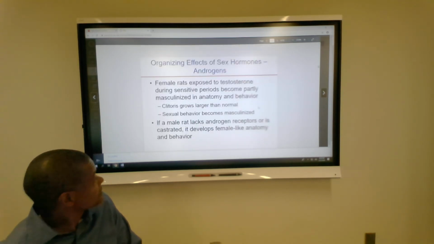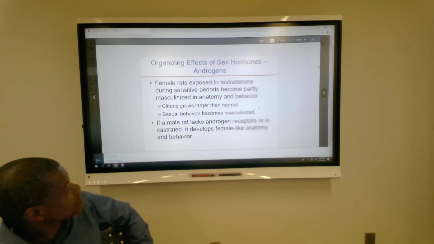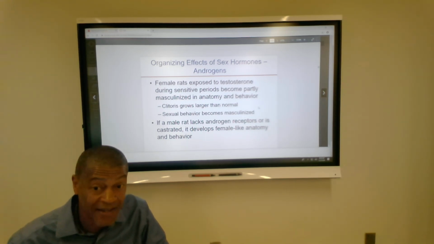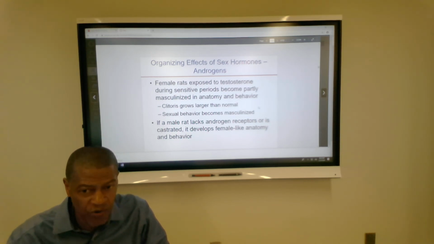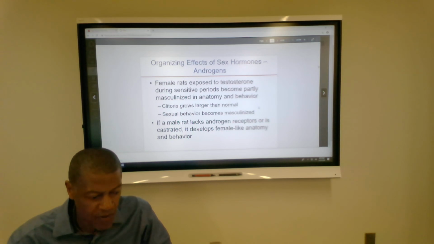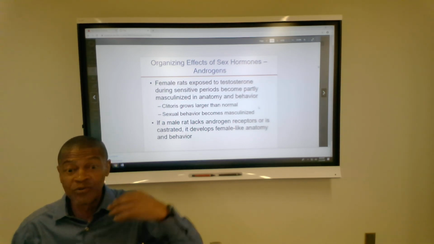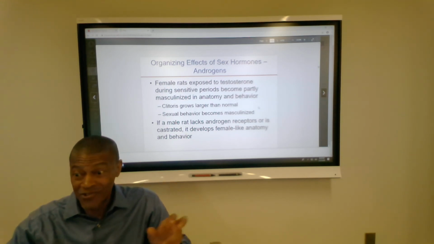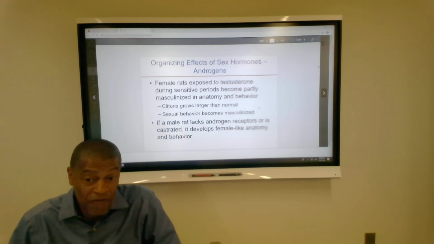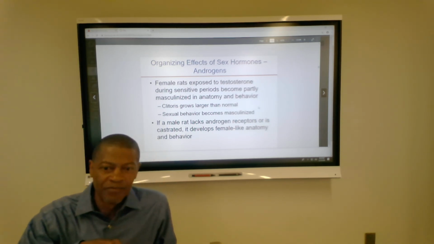So, organizing effects. It's known that female rats exposed to testosterone during the sensitive periods become partly masculinized in anatomy. Wow, so even in animal studies, we can show there's some disruptions. There's a brother named Tyrone Hayes who has some very important videos that discuss atrazine and some chemicals that are used as pesticides, and looked at them in frogs and fish and showed that there are real changes in the physiology of those animals as a result of those chemicals being emitted in the water.